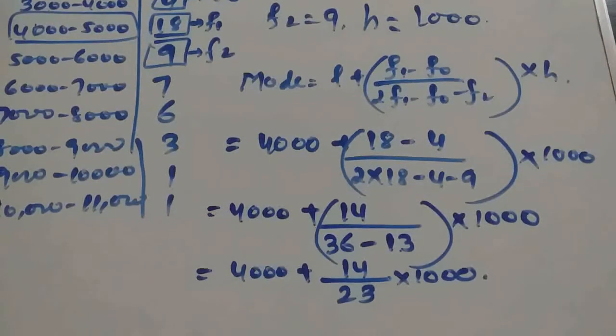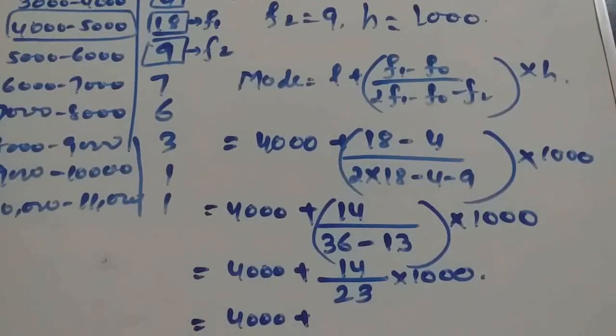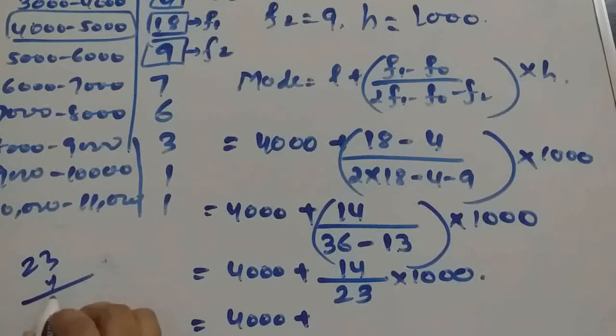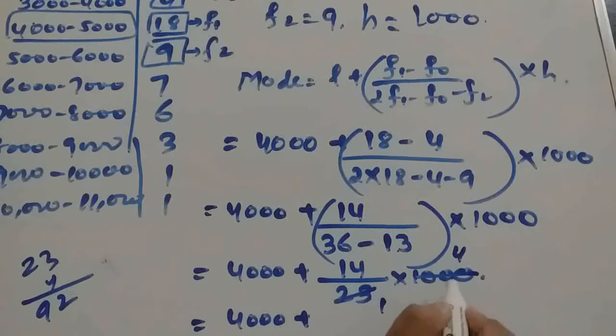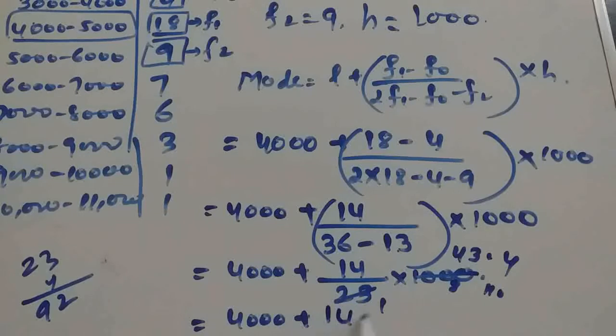Now we can simplify this. From 23, 23 fours are 92, so this will go with 23, 92. So 8 will remain, then 23 threes are 69, so 11 will remain. So 11 won't go, so we'll put a decimal. Then again 4 we can take. So 14 into 43.4.